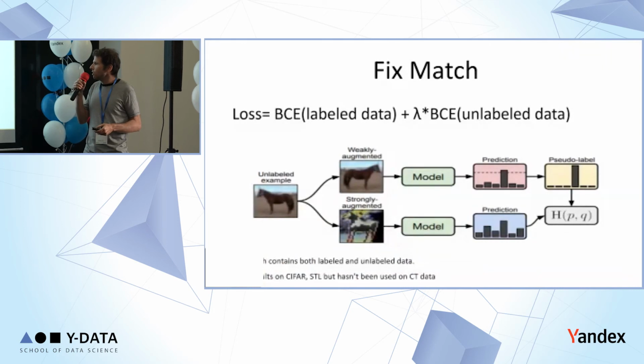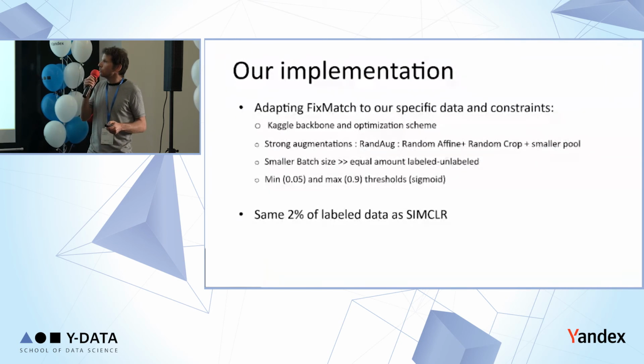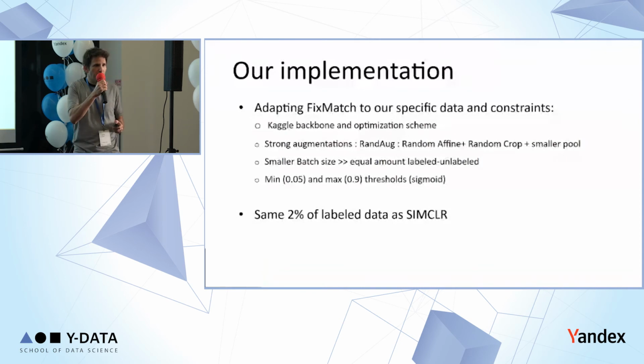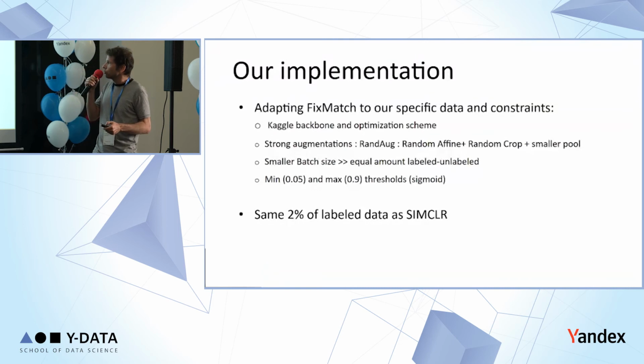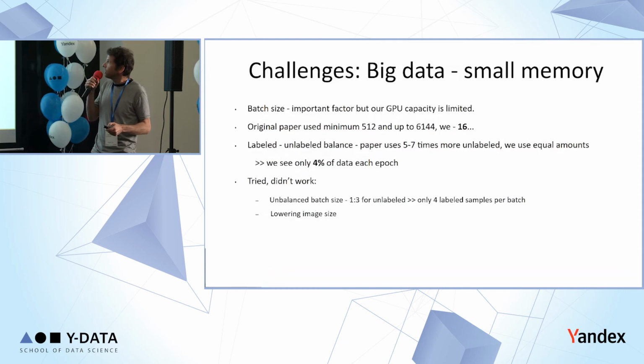And so FixMatch has good results on CIFAR and STL, but hasn't been used on CT scans before. So we had to make a few changes. We used the Kaggle backbone and optimization scheme. We used different augmentations. We used a smaller batch size, and we used 2 thresholds, actually, minimum and maximum. We applied it on the same 2% of labeled data as SimCLR.